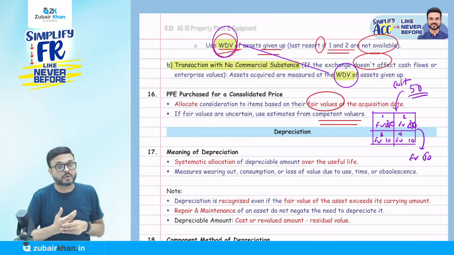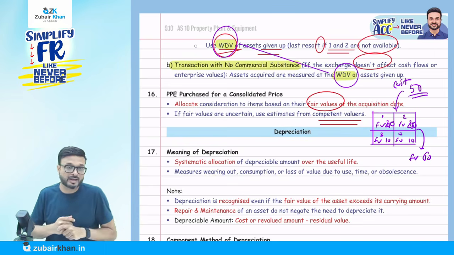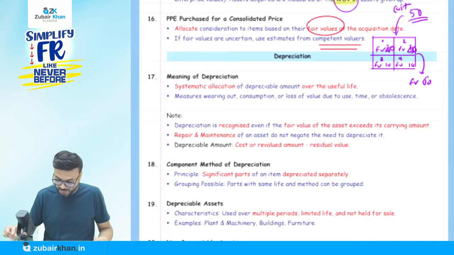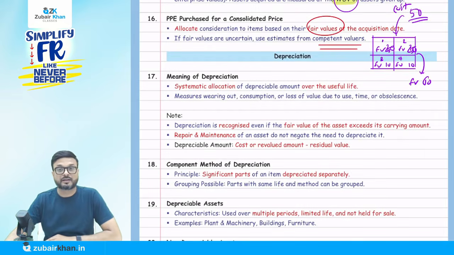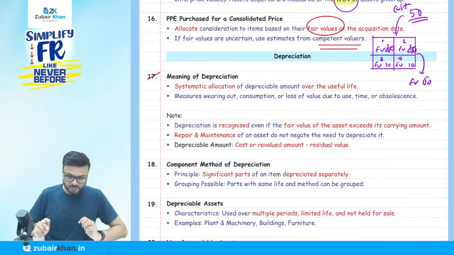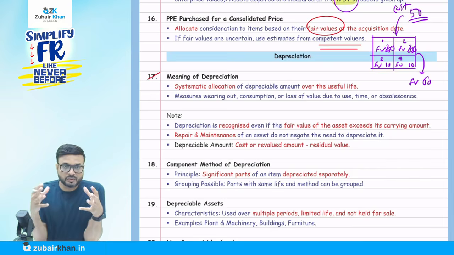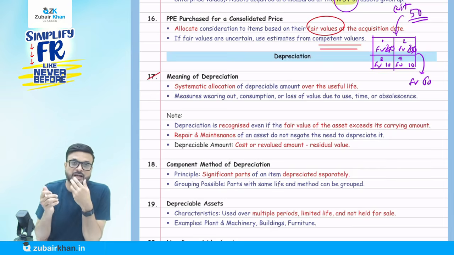This is what we discussed about property, plant and equipment. Now we will discuss depreciation, and then we are going to solve a question on it. What do you mean by depreciation? It is the systematic allocation of depreciable amount over the useful life. Over the useful life of the asset, we have to depreciate, we have to charge to the P&L account.